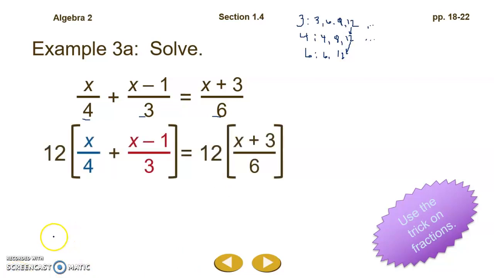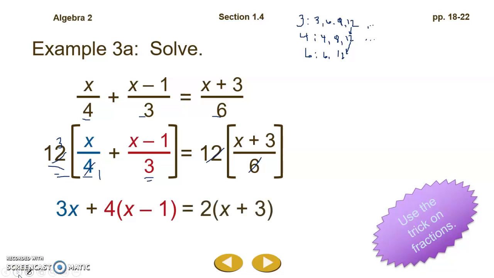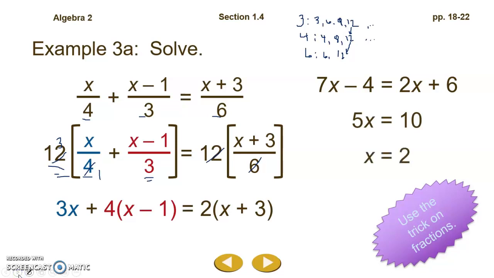So I'm going to multiply each side, or both sides, by that common denominator. When I multiply the 12 and the 4, I know that I can simplify here. And when I multiply the 12 and the 3, I'm also able to simplify. I can simplify here as well. So let me distribute and simplify, and that leaves me with 3x plus 4 times x minus 1 equals 2 times x plus 3. I am then going to distribute, combine my like terms by moving sides, adding and subtracting things from different sides of the equation. Divide both sides by 5, and I get x equals 2.